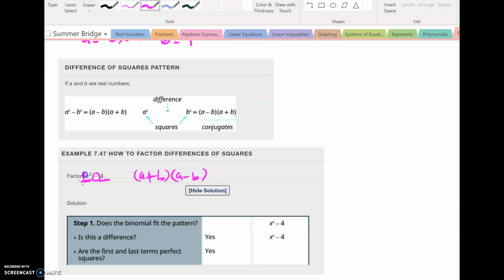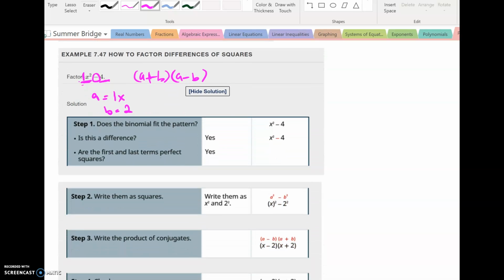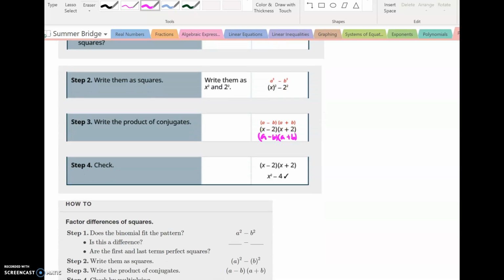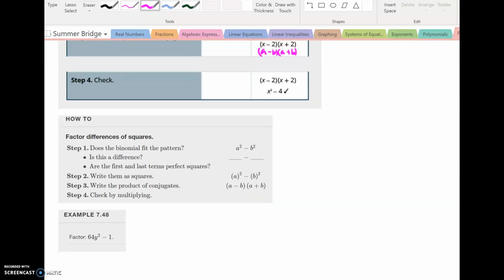Keep in mind, this is always like a 1 if we don't have a number. So my a in this case is going to be 1x. My b, well, 2 times 2 is 4, so 2 is going to be my b. So if we follow this example, this is my a, this is my b, this is my a, this is my b, positive, negative. That's where those numbers are coming from, and then they double checked it. So again, I have a procedure here. I don't feel like we need to follow it necessarily.